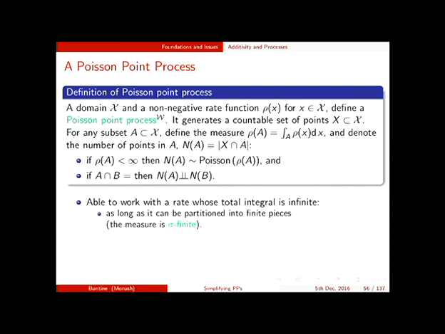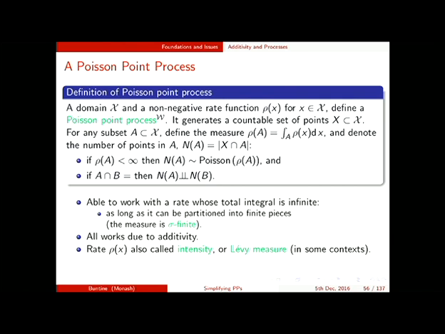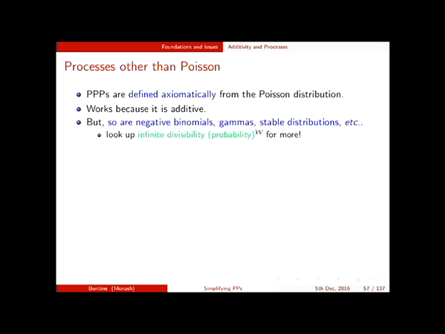So it can work with a rate function that integrates to infinity. We just have to be able to break up the space in a way. All work's due to additivity of that Poisson distribution. Depending on what context you're working in, there's different terms here: intensities, Levy measures. Levy was an early mathematician, I think the 30s or something, who did a lot of this early work. Usually the points are called events. So that's our key little bit of math.